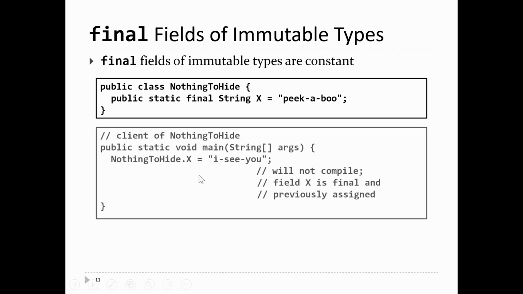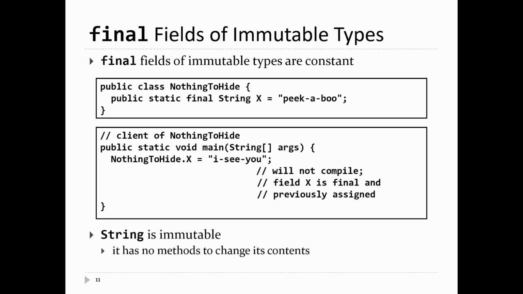If you try to change x so that it points somewhere else, that doesn't work. Again, the compiler will complain. It'll tell you that x is a final field, it's already assigned. So a public static final field of reference type, where the type is immutable, is also a constant.